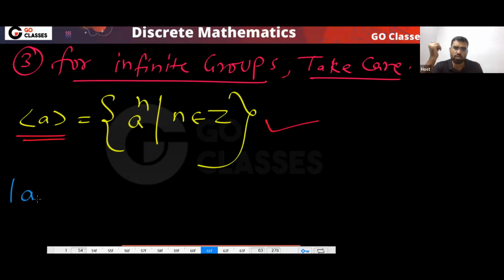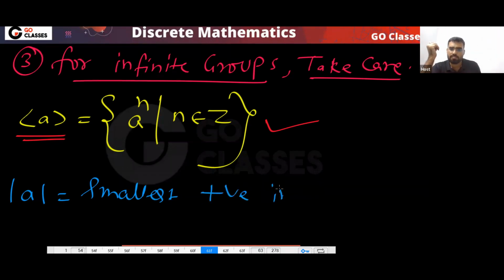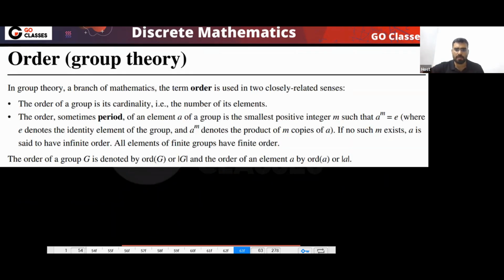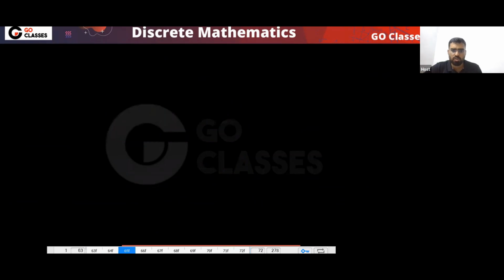And what is the order? That you already know. That will be the smallest positive n. So just apply the definition. If there is no such n, then the answer will be infinite. The order is infinite. Okay. So let's move on. Is this concept clear?